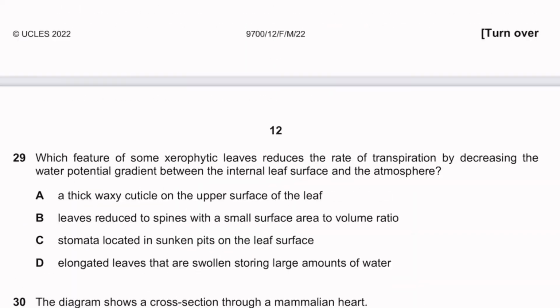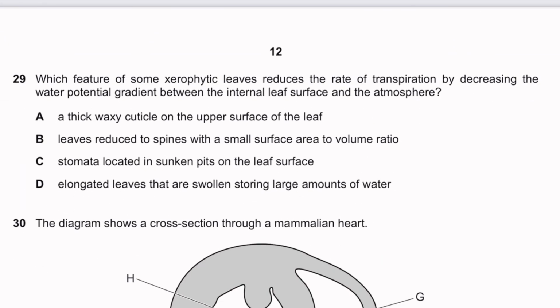29. Which feature of some xerophytic leaves reduces the rate of transpiration by decreasing the water potential gradient between the internal leaf surface and the atmosphere? So obviously, to decrease the water potential gradient is basically to maybe do something with the water itself, like basically increase the humidity, something like this.